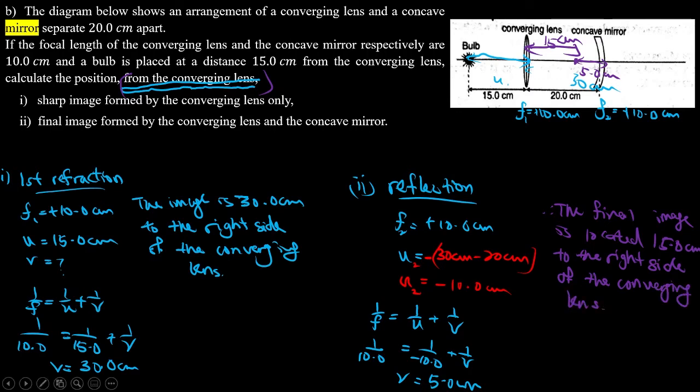Okay, so is it clear for this question? This one has 2 marks, and this question has 4 marks. The first mark is for your object distance, the second mark is for the substitution, and the third mark is that you mention it is 15 centimeter from the converging lens. So it's a total of 3 marks for this one. It's not 4 marks, sorry. It's 3 marks for this one.